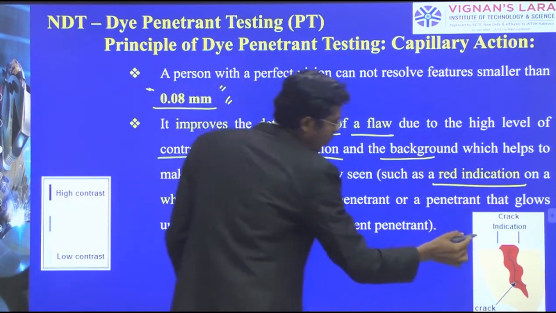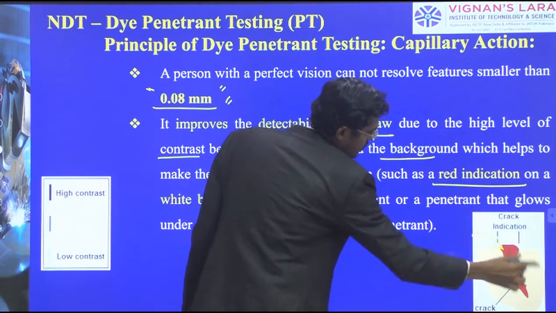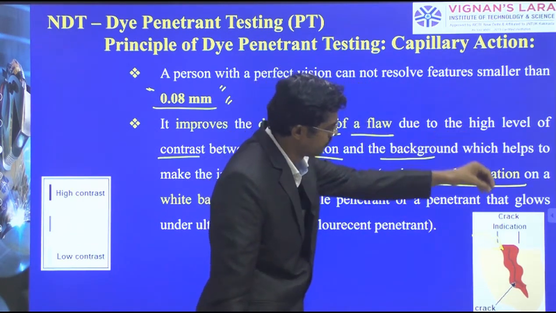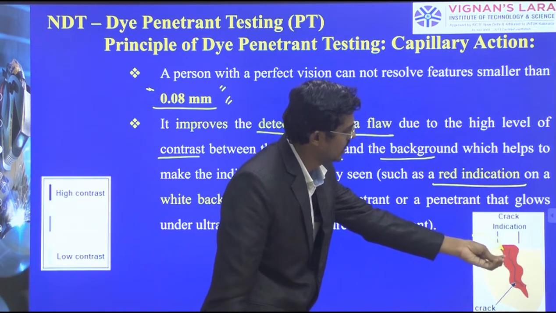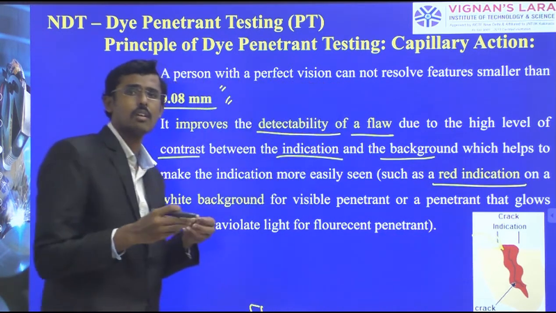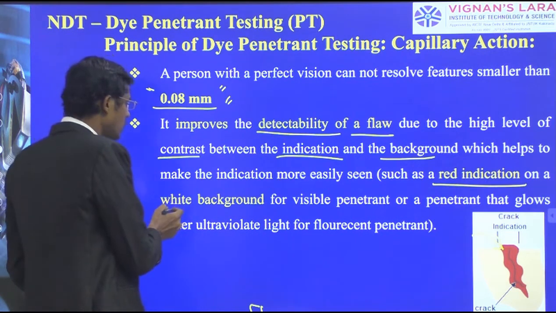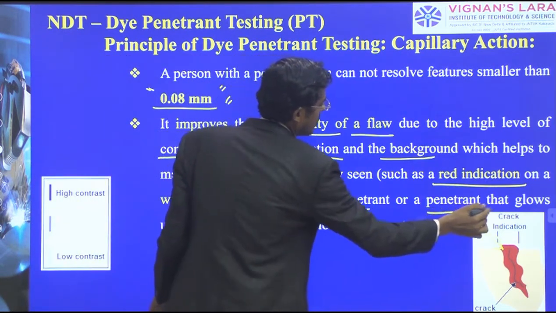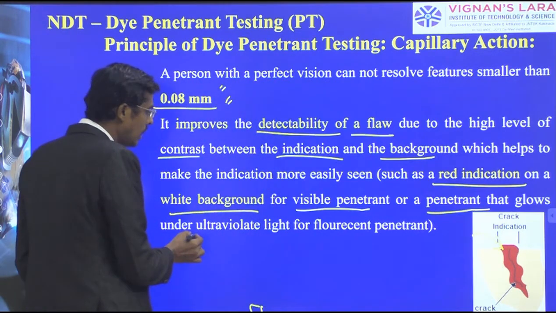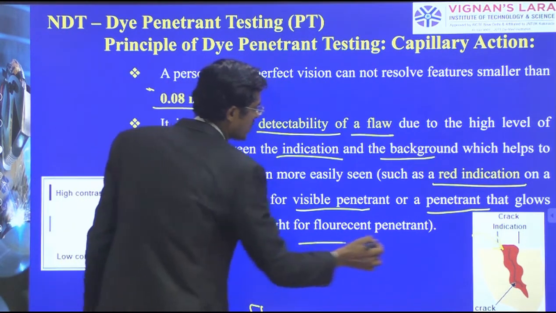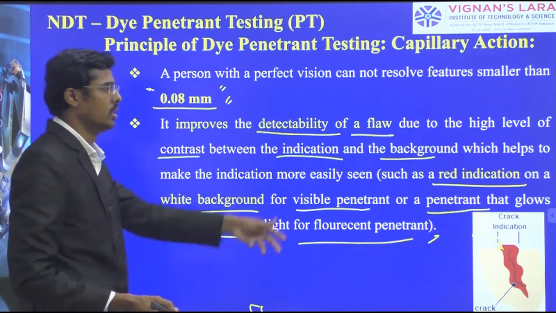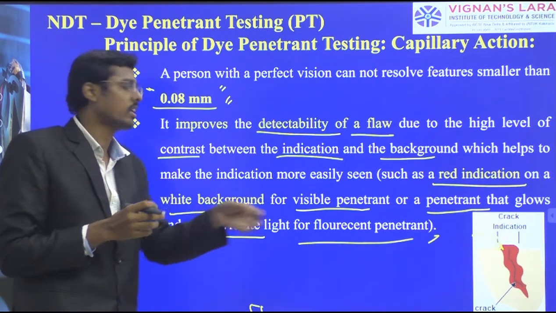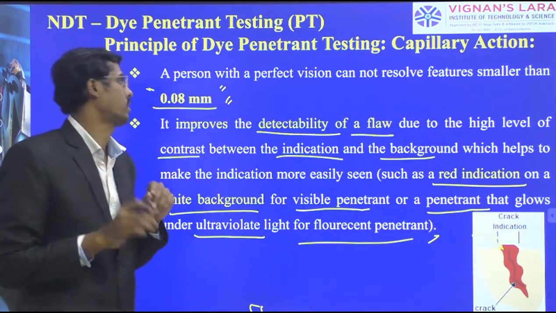So we are using some contrast color here. See, we have a surface and a crack at the center. We use the penetrant, which went inside by capillary action, and the color indicates the contrast visibility. So, on a white background for the visible penetrant, or the penetrant that glows under ultraviolet light for the fluorescent penetrant. Some easily understandable contrast color, maybe specifically a red penetrant.